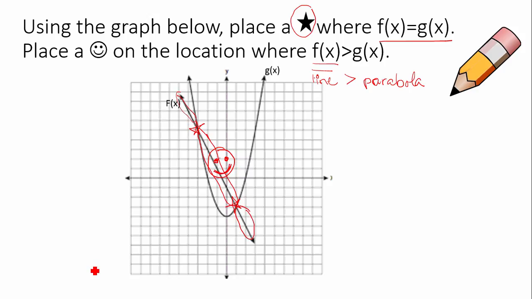So be thinking about how we can take a look at these graphs and analyze them for not just intersection points, but also answering questions where things are greater than or less than. Okay, so thank you for taking good notes here today. You didn't have to write very much, but thank you for paying close attention.